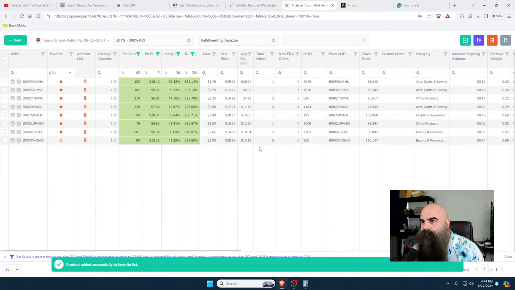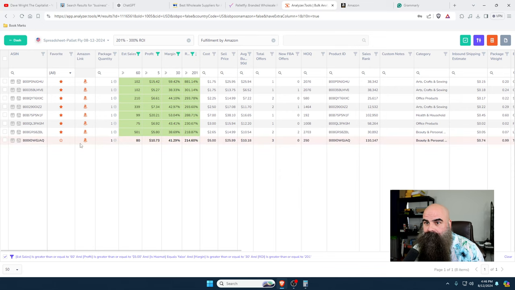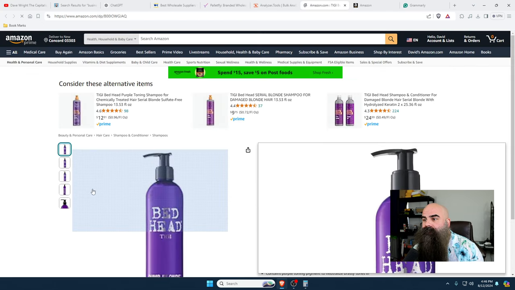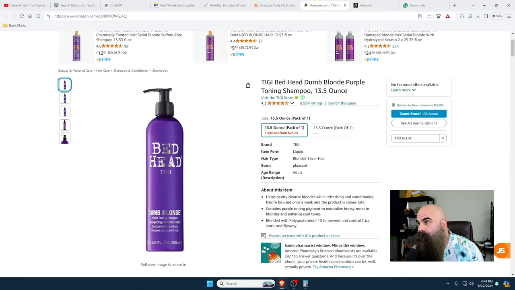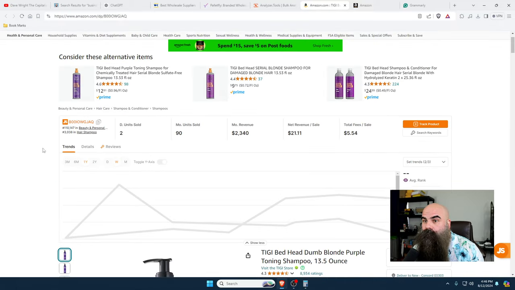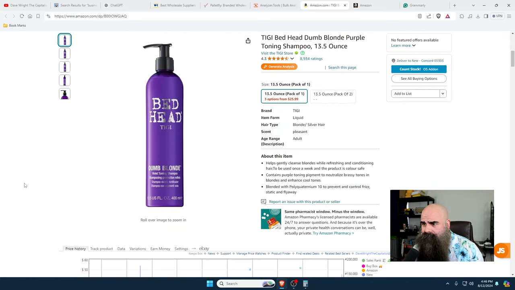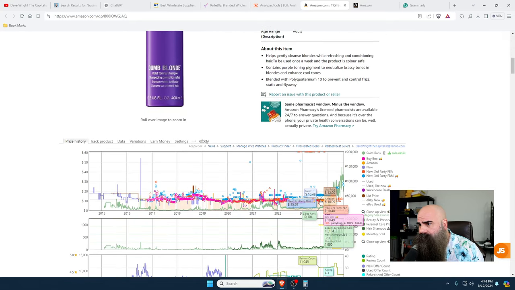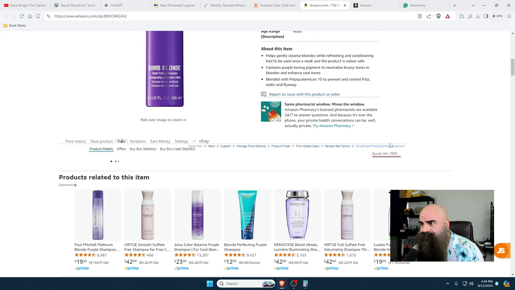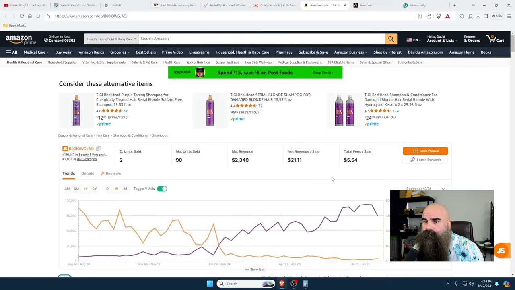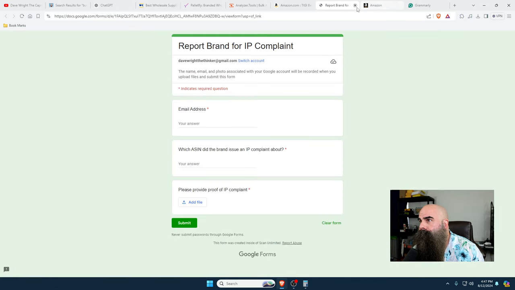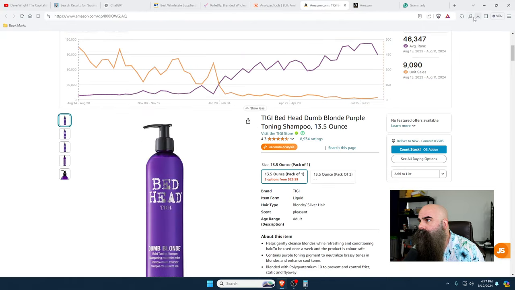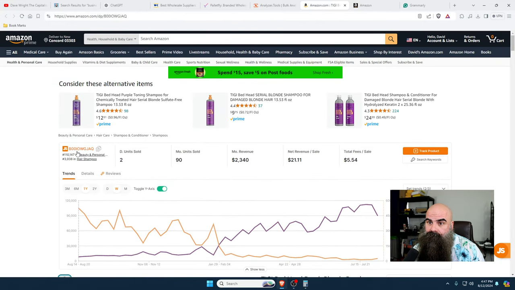Off to the next. Double the price. So we've got to make sure we get the right price here. Well, let's look at this one. All right, so this is Bedhead. Yeah, I've actually sold some Bedhead products in the past, and they sell pretty well, but I have had IP complaints. It looks like Amazon was on this listing here. I'm not seeing any IP complaints, so it usually would pop up. I have a thing here that usually shows me IP complaints, and it didn't pop up on the screen. So maybe they're not giving IP complaints on this one.